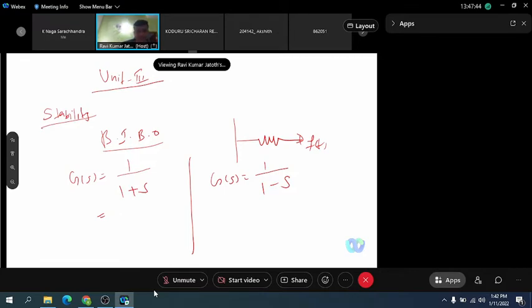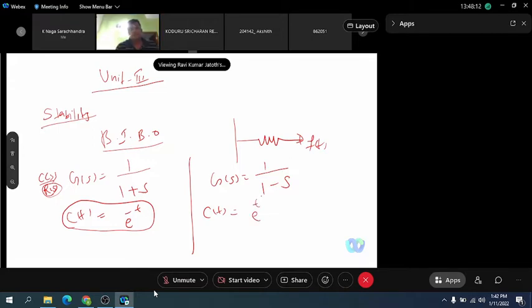Now tell me, the inverse Laplace transform of this is what? e power minus t. This particular system is the ratio of the Laplace transform of output to the Laplace transform of input. If the input is an impulse, the Laplace transform of impulse is 1, and then we get c of t here. What would be the case here? e power t.